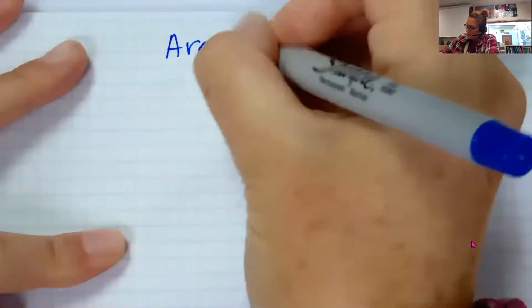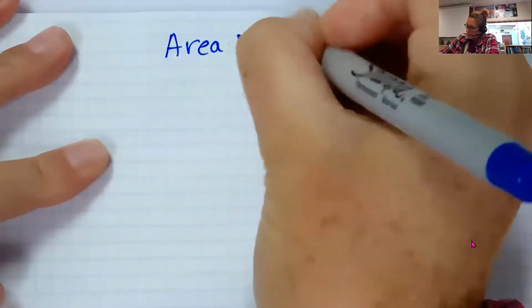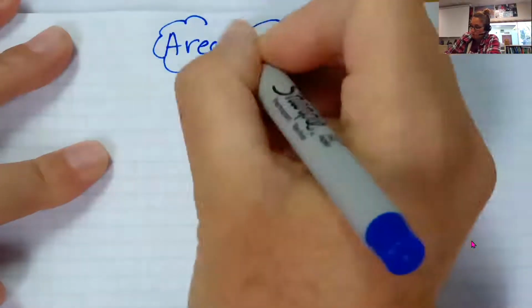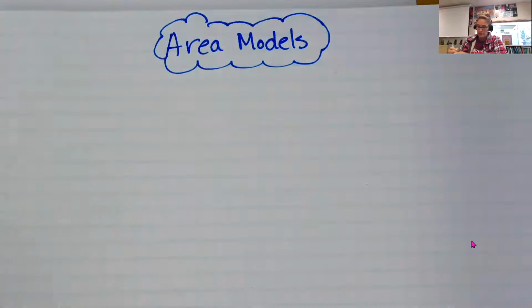So the title of this is going to be area models. Okay. Move it so you can see it. Okay, area models. And so you want to add that onto your table of contents. The last set of notes we did was algebra tiles. Okay, this one's going to be area models.